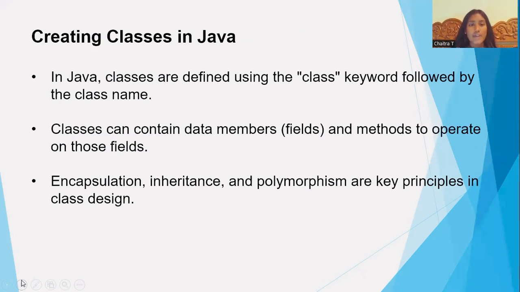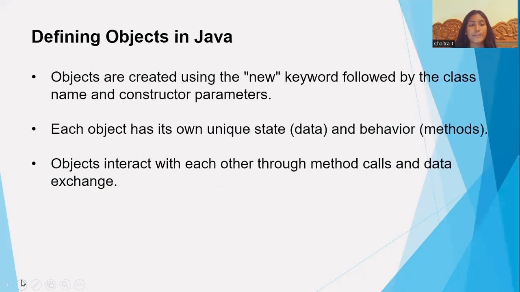Creating classes in Java. In Java, classes are defined using the class keyword followed by the class name. Classes can contain data members and methods to operate on those fields. Encapsulation, inheritance, and polymorphism are the key principles in class design.